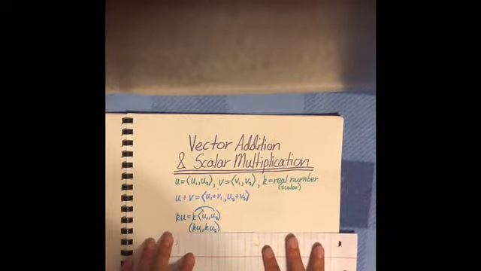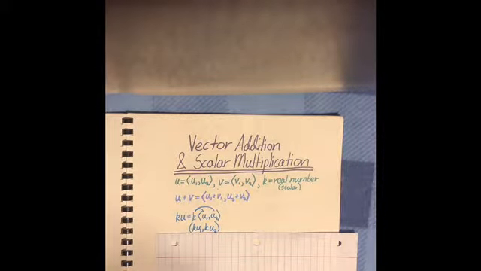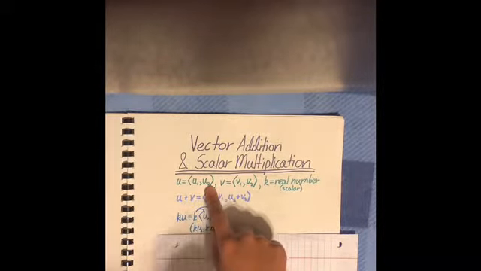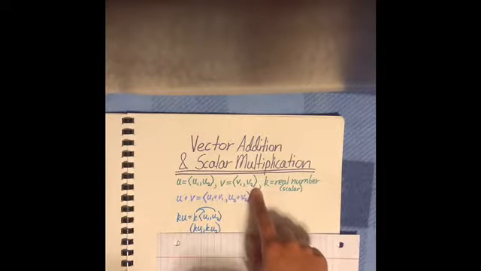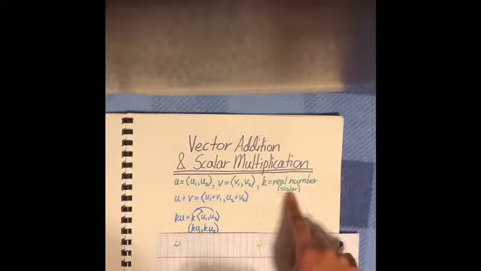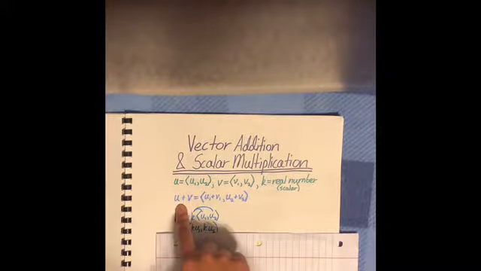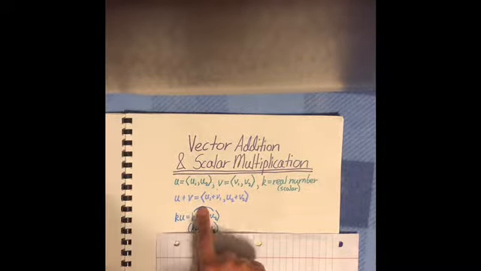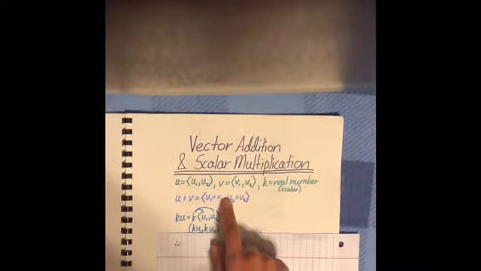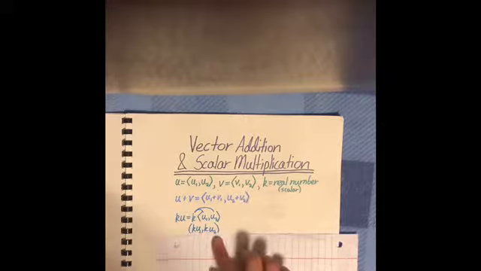So now we move on to vector addition and scalar multiplication. So if U is the ordered pair U1 and U2, and V is V1 and V2, then K is going to be the real number, which represents the scalar. And then if you wanted to do U plus V, it's just going to be U1 plus V1, comma, U2 plus V2 to get you another ordered pair.